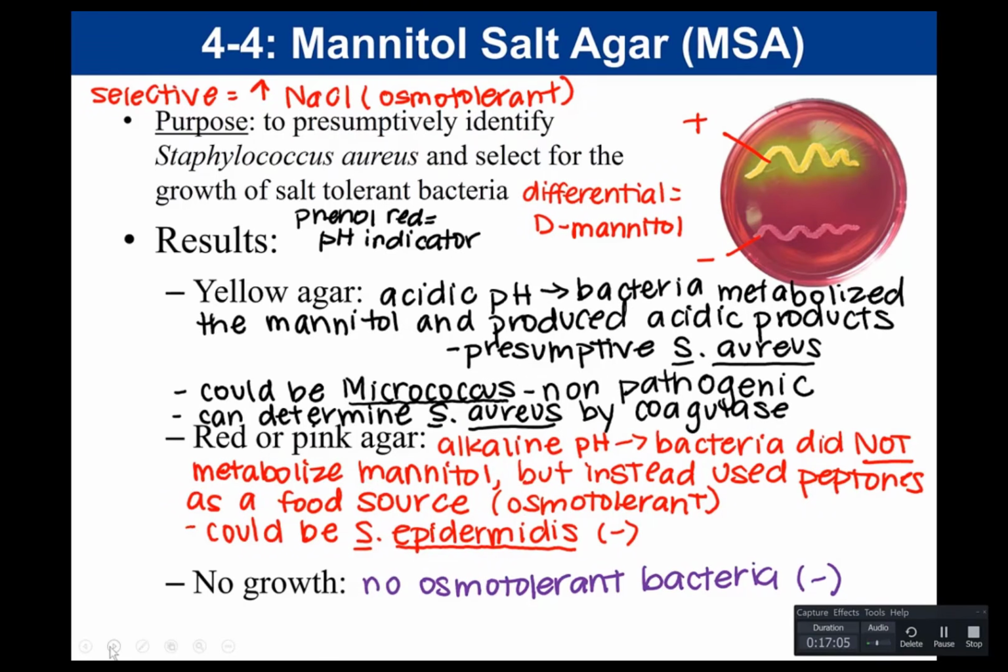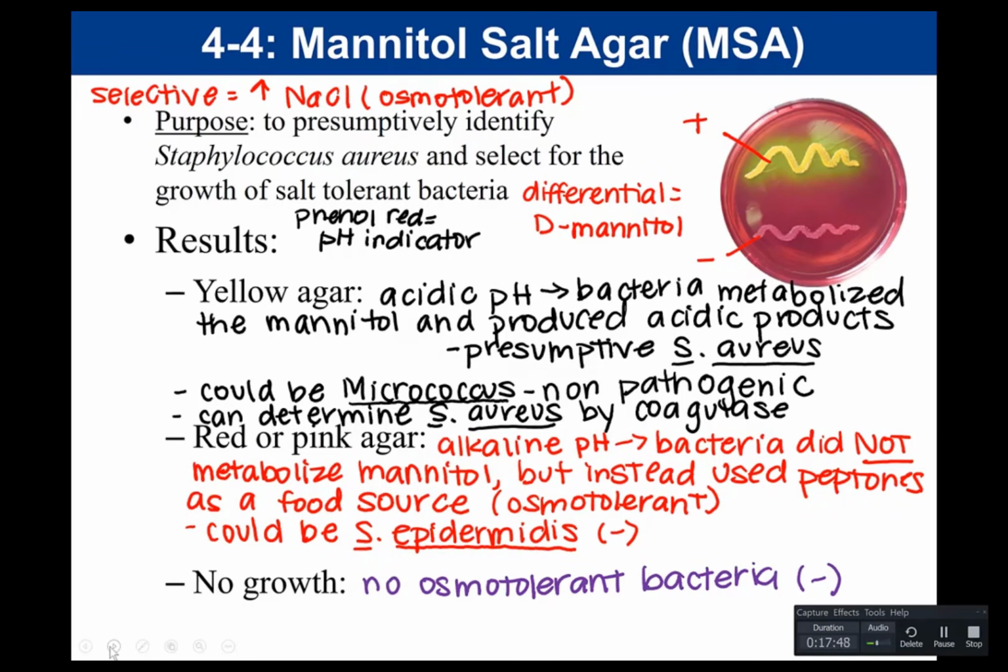Staph aureus should be able to ferment the mannitol. If we did this and we got no growth, that would be no osmotolerant bacteria. So that, again, it's not Staph aureus. Now, as a control, if I swab my nasal passage and I streak on an MSA plate and I get no growth on my plate, can I say that there's no bacteria in my nasal passage? Answer is no, right? Because the only thing that can grow on that plate is bacteria that's osmotolerant.